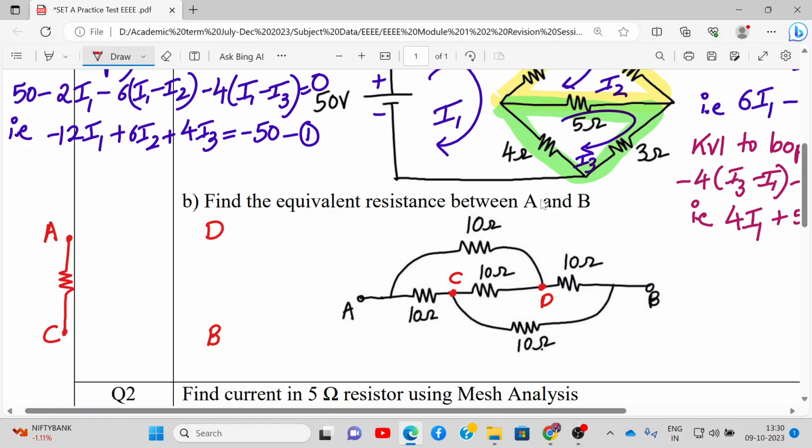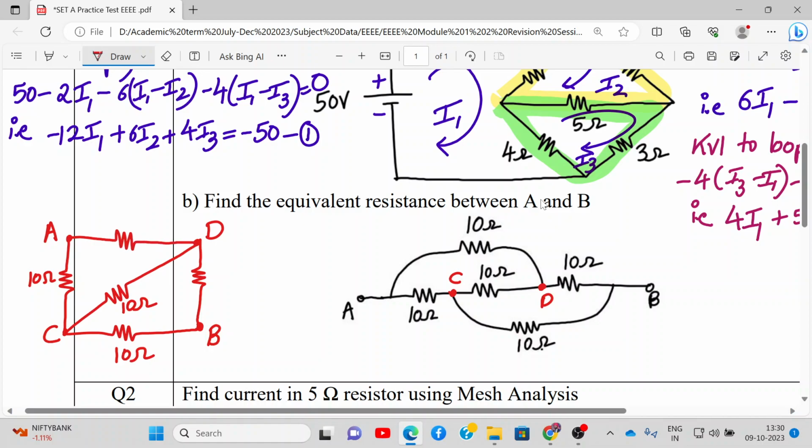So between A and C, we have 10 ohm resistance. Between C and D, what do we have? Another 10 ohm resistance. All right. Then between B and D, another 10 ohm resistance. And then between B and C, we have 10 ohm. Then between A and D, we have 10 ohm resistance.